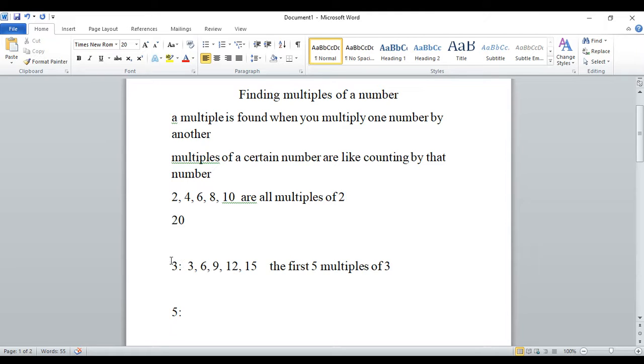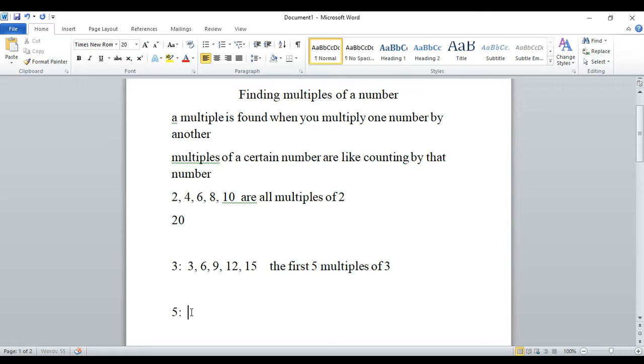You could say, will 3 go into this number an even amount without having a remainder? Or you can say 3 times what will give me this number? So 3 times 2 will give you 6. So that means 6 is a multiple of 3. Or you could just reverse that question, because remember that division and multiplication are the opposites of each other. We could say, will 3 divide into 6 evenly without having a remainder? And yes, it will, 2 times.